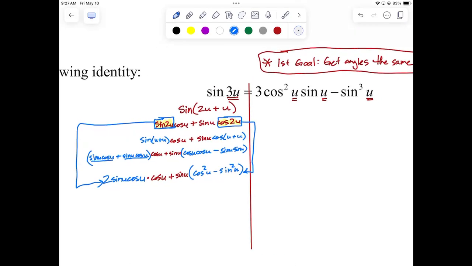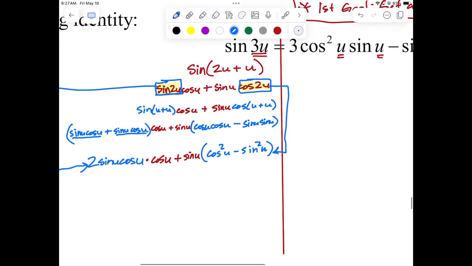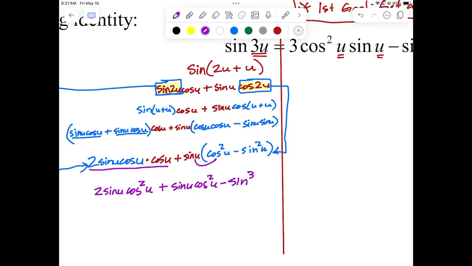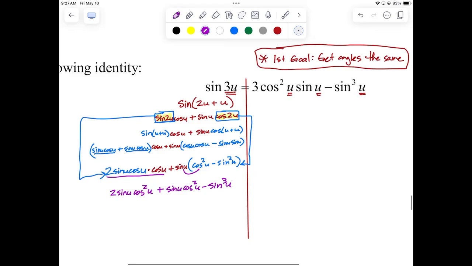All right, now let's look at the right-hand side. The right side is completely expanded out, isn't it? So let's go ahead and do that. I'm going to now combine these right here, and this gives me 2 sine of u cosine squared of u. And then if I distribute the sine of u, I get sine of u cosine squared of u minus sine cubed of u. How's that looking? Is that the right-hand side?